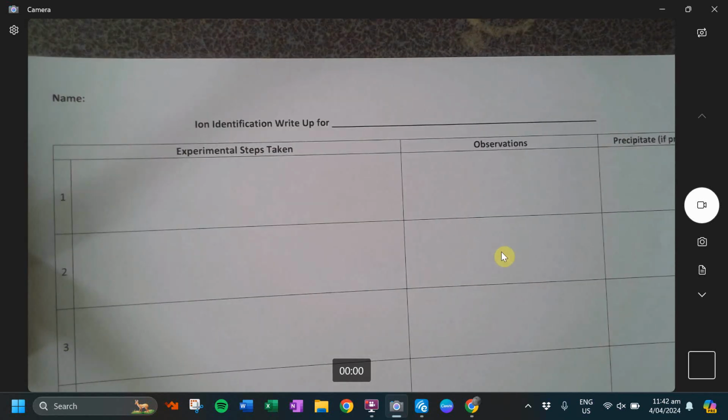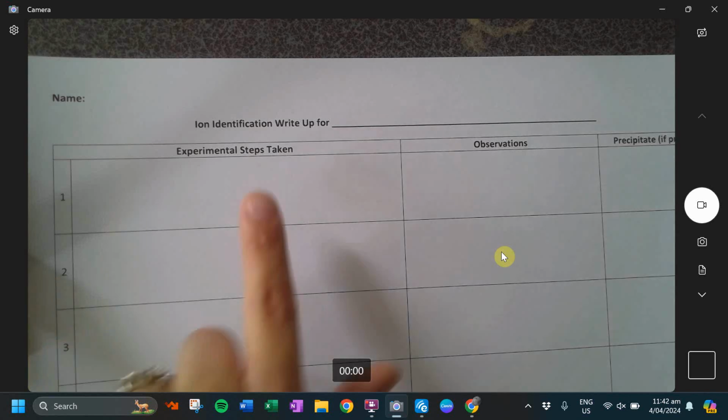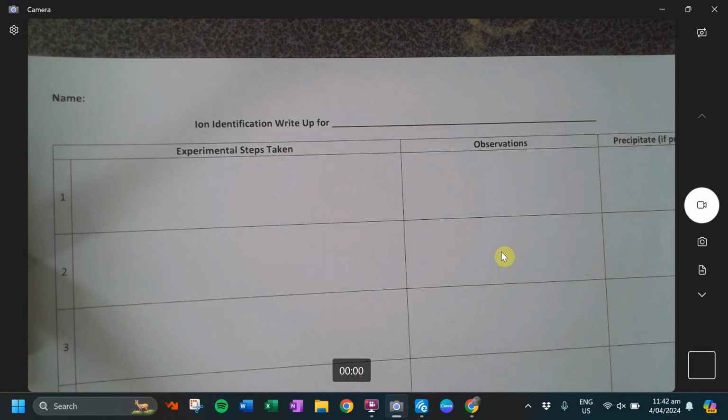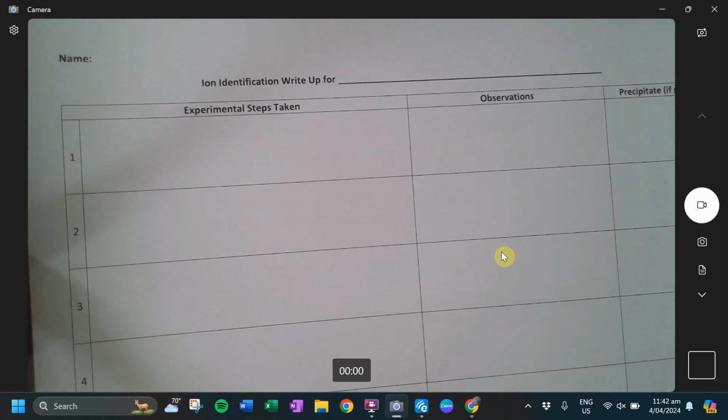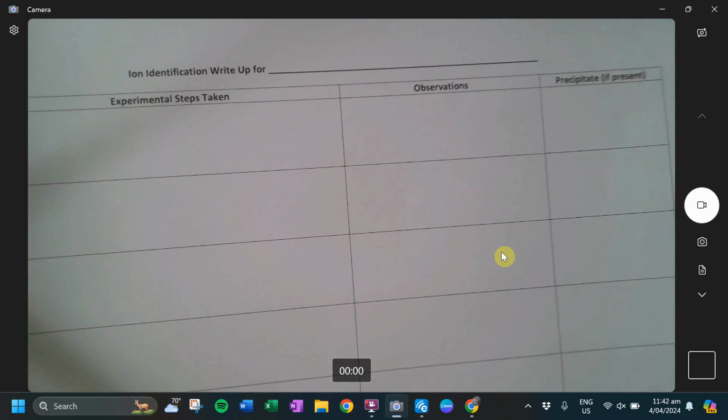All right, team. We are starting. You have a resource sheet in front of you that says name and ion identification write-up, and there's a long blank there. This is to help us keep organized which one we're doing. I will keep track of the unknowns that I'm giving you, so I have the answer key of which ions you have. This is the exact same template that you are going to get on the assessment.